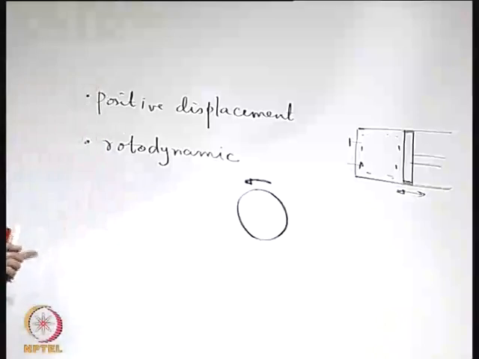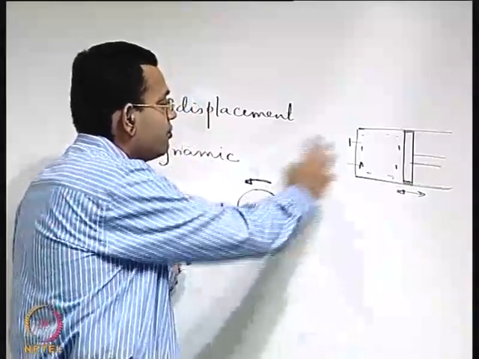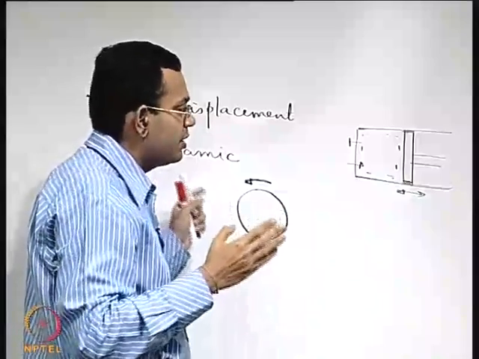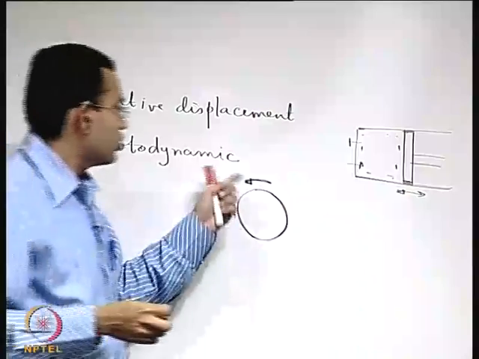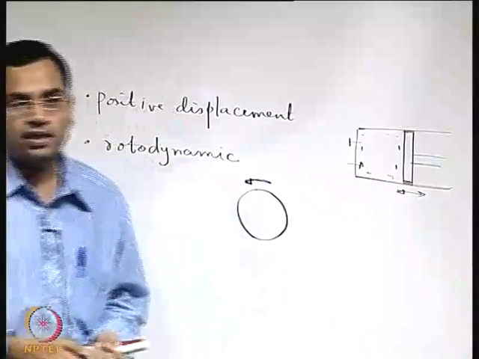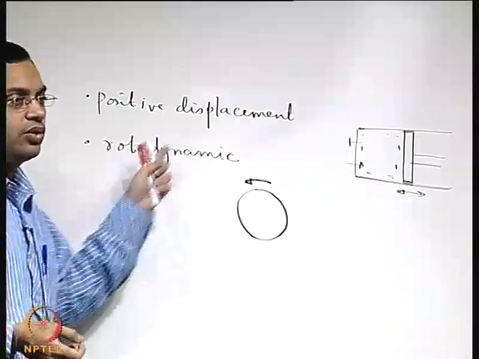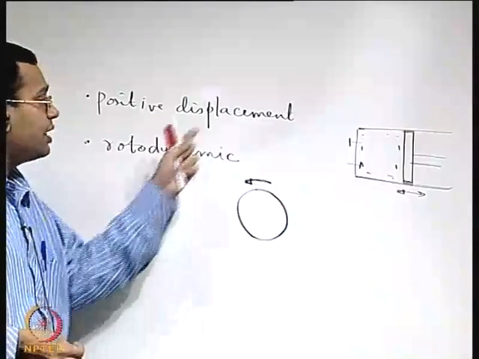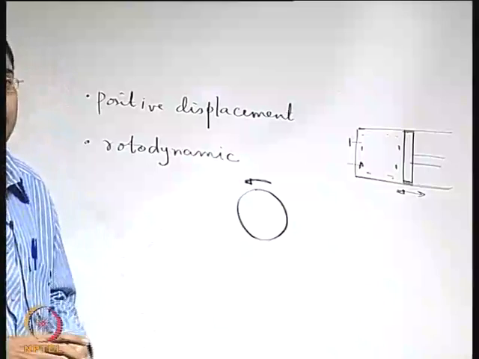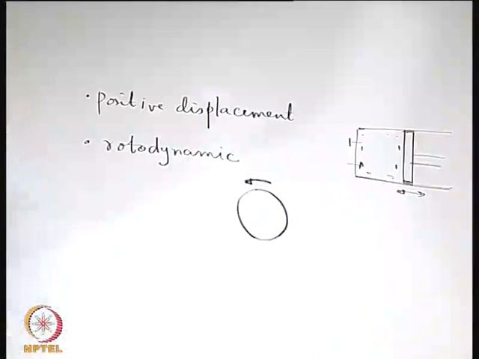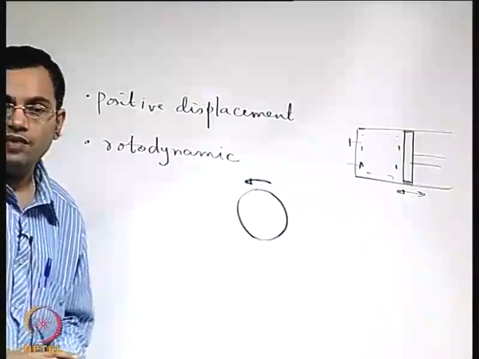On top of that, positive displacement devices, for a given purpose, if you have these two types of devices, positive displacement types of devices are much more bulky, and rotodynamic devices are relatively more compact. And that is why for most of the applications, wherever possible, we go for rotodynamic devices. It does not mean that the positive displacement devices are not used, they are very much used for some specialized applications in the industry, but in this particular course we will concentrate more on the rotodynamic devices.